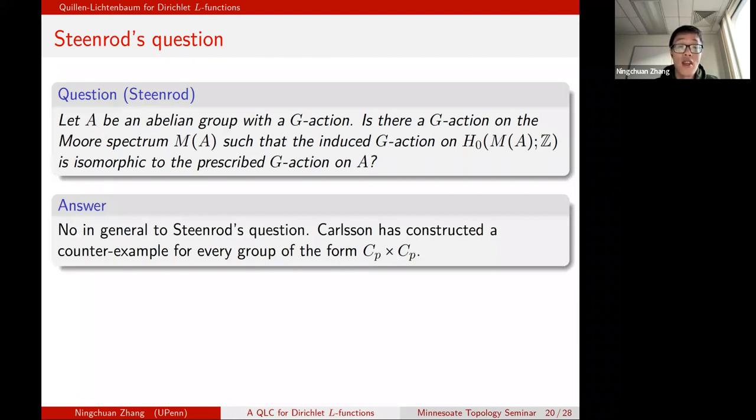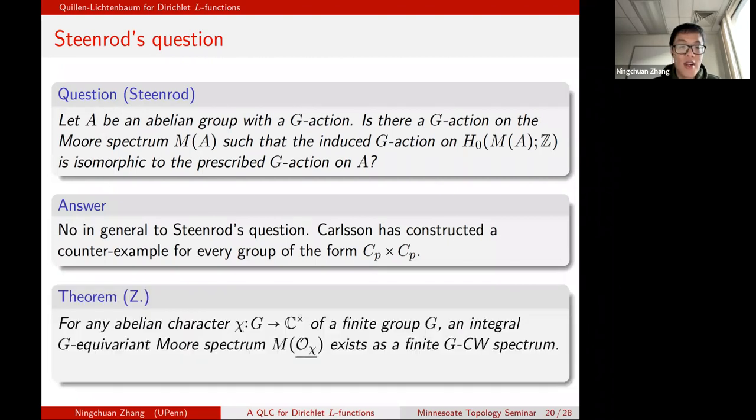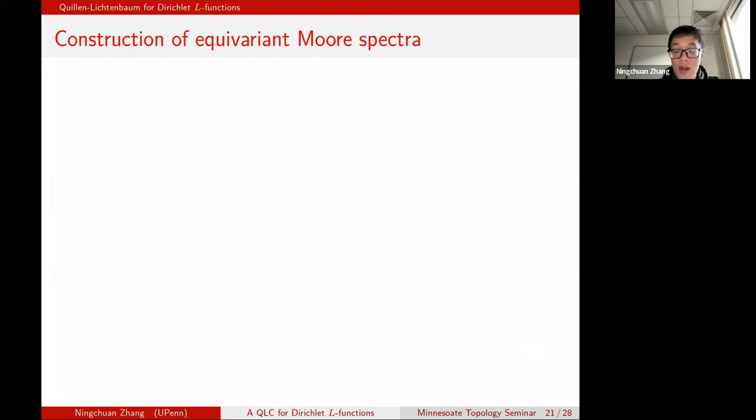Gunnar Carlsson has constructed counterexamples for every group of the form C_p times C_p. So basically, every time you have a non-cyclic abelian group, there's always going to be a counterexample. However, in my thesis, I prove that for any abelian character of a finite group, there's always an integral equivariant Moore spectrum, and it exists as a G-stable complex. But even so, there's still no uniqueness in this construction. So there are many different constructions. Now let me explain to you how this construction works.